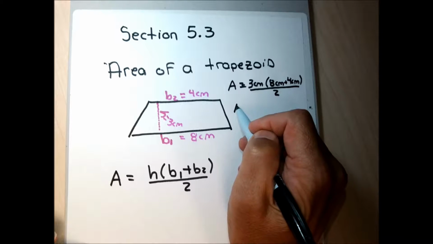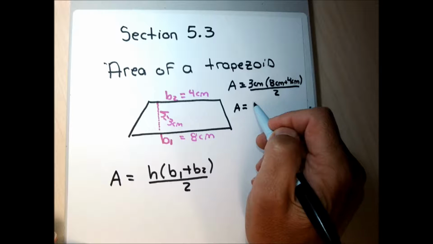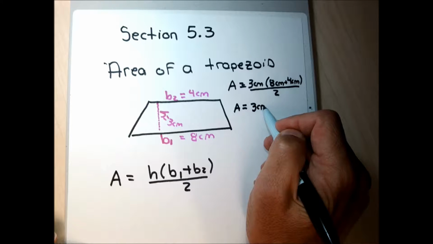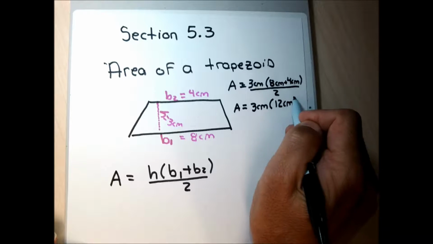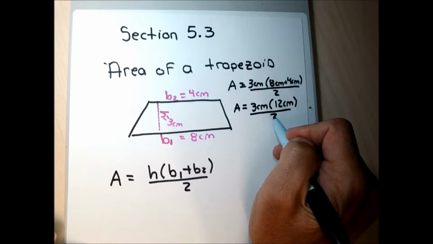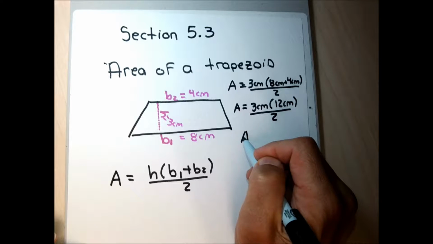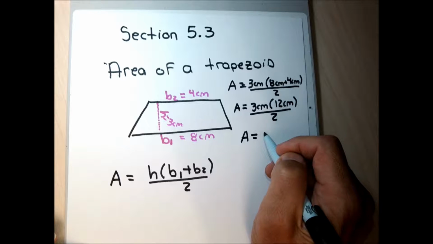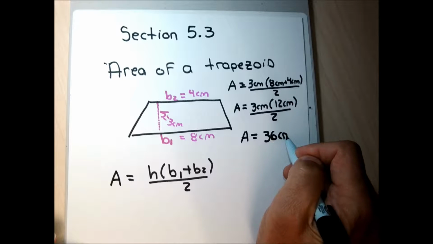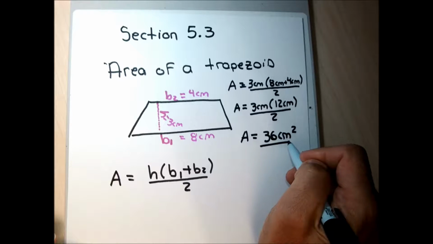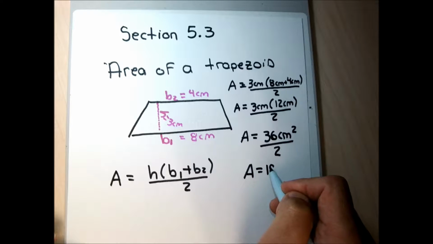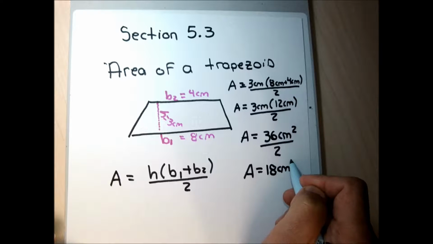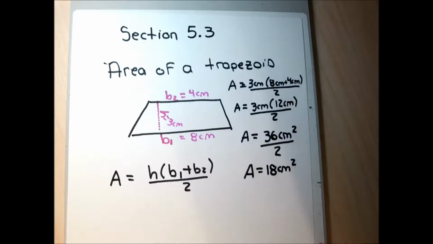And then I'd add inside the parentheses, and when you're adding, you don't get square units. It's when you multiply, you start getting squares. So 4 centimeters plus 8 centimeters is 12 centimeters. Now in the numerator, I'm going to multiply the numbers and the units. 3 times 12 is 36. Centimeters times centimeters are square centimeters. And then if I divide, the trapezoid that I drew is going to have an area of 18 square centimeters.